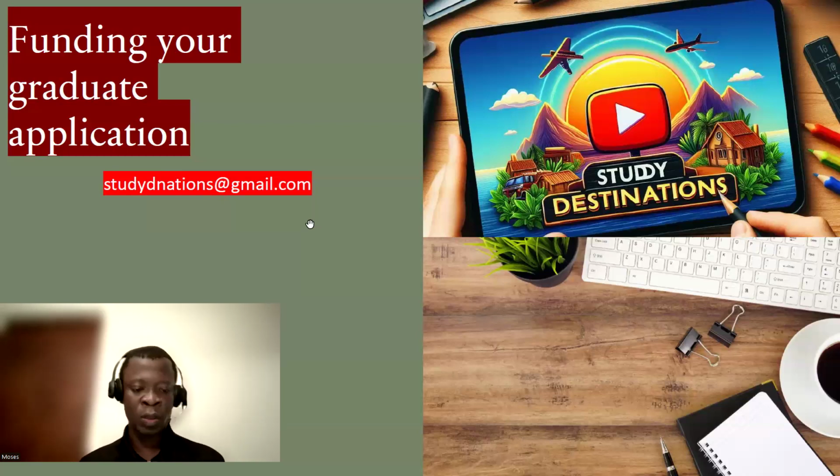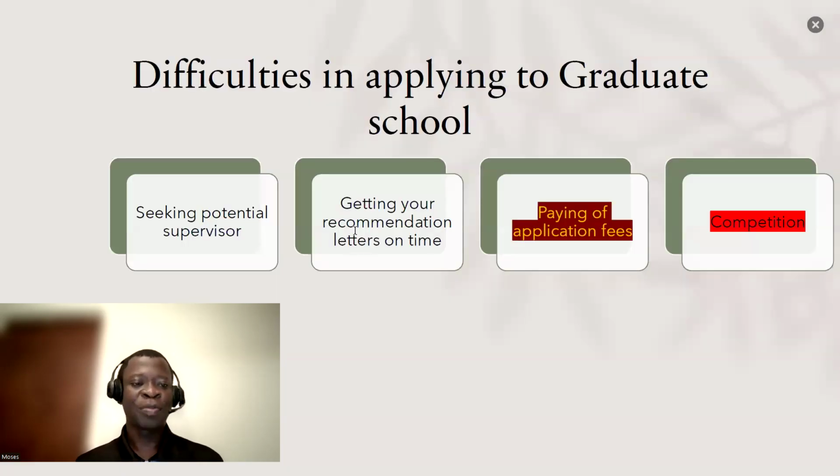Let's dive very deep into the content for today. So there are some difficulties, okay? Difficulties in applying for graduate school, okay? One of them is how can you get a potential supervisor. Once you get a supervisor, in most cases, I'm not saying all the time, okay, in most cases, you are very sure that you're going to get admission, okay, or your chance of getting admission is very, very sure. Getting recommendation letters on time is another tough situation.